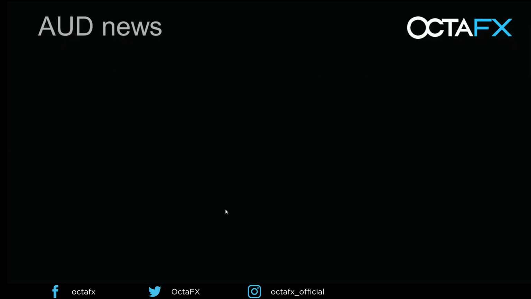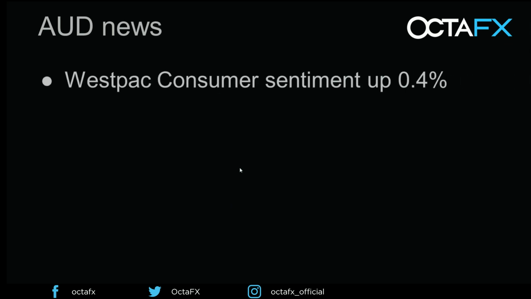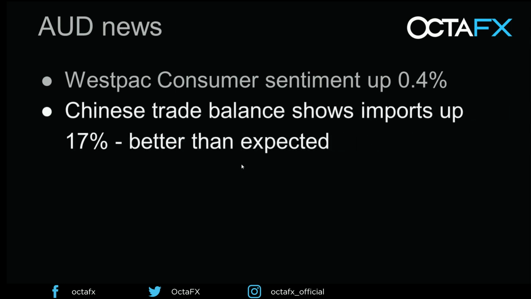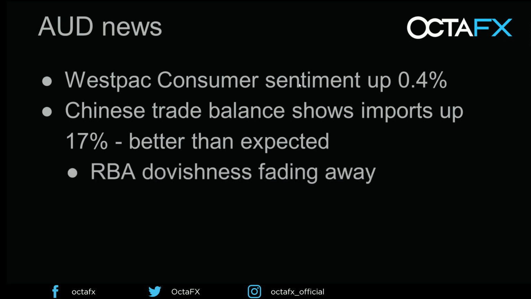Okay, let's move to commodity currencies, which are looking good. Australian dollar. We had consumer sentiment by a bank there, Westpac, rising by 0.4%. Good news. Chinese trade balance. China is Australia's number one trading partner. It showed that imports are up 17%. A lot of these imports come from Australia. Good news for the Australian dollar.